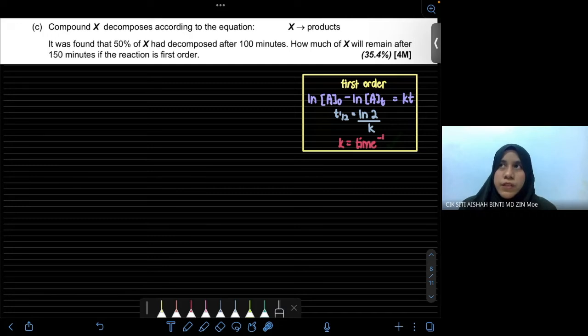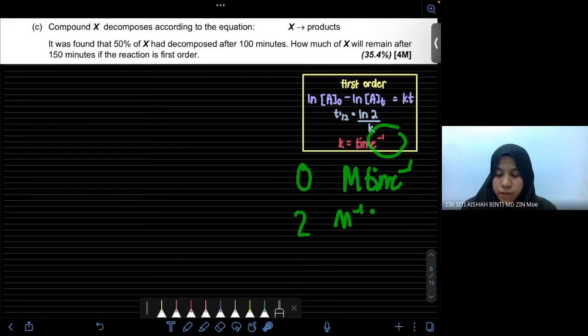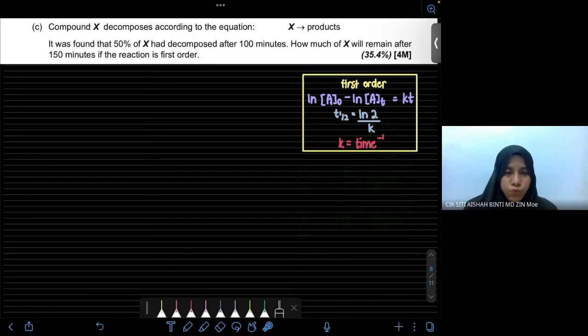Because some of the questions, even the examples in your notes, do not give you straight away whether it is first order or not. Sometimes it gives you the k, then you have to determine what is the order of the reaction. Because if it is zero order, the unit of k is molar per time. If first order, per time. If second order, per molar per time. For the time, look at what time is given to you.